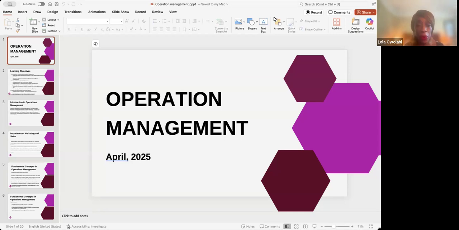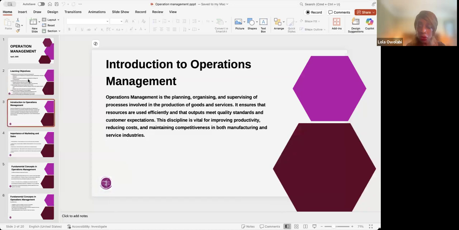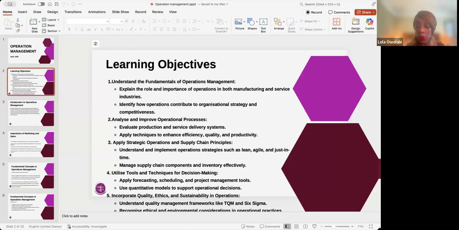So we're going to be looking at operations management. So here we go. Number one, the learning objectives today. We hope that you can understand the fundamentals of operations management. You'll be able to explain the role and importance of operations in both manufacturing and service industries. You will also be able to identify how operations contribute to organizational strategy and competitiveness. Then you'll be analyzing and improving operational processes, evaluating production and service delivery systems, applying techniques to enhance efficiency, quality, and productivity.